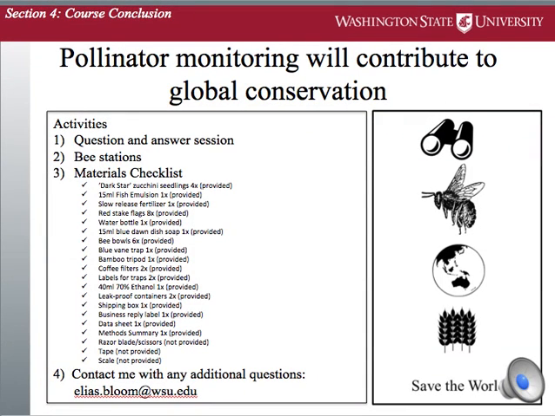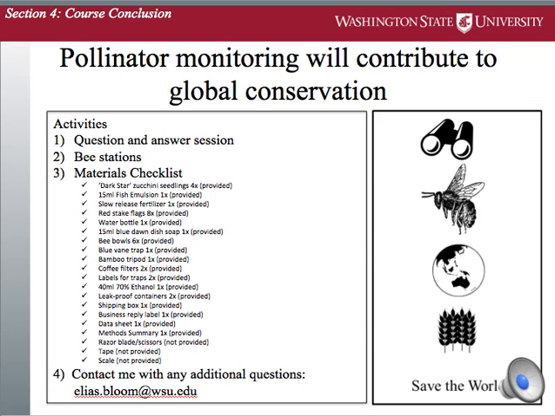Okay, and that's it. So the conclusion of the course is that pollinator monitoring is hopefully going to contribute to global conservation. So if you have any questions, please let me know through email. And unfortunately, since you folks are not in class, I'm not able to give you the bee station part of the class, but if you ever want to come to another citizen science class, come check out our website and you'll be able to see a lot of these different bee species in person. And I'll give you a tutorial on the different bee species you might be finding in your farming systems.